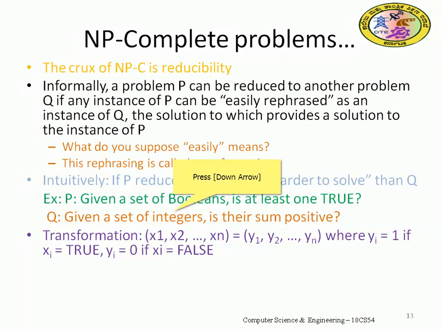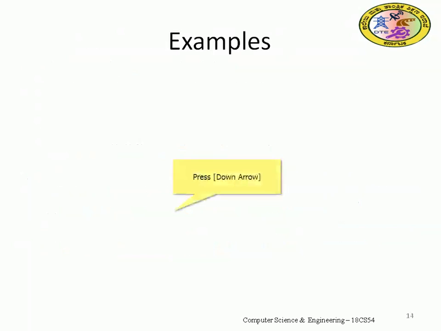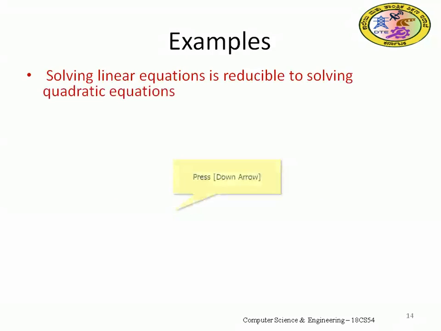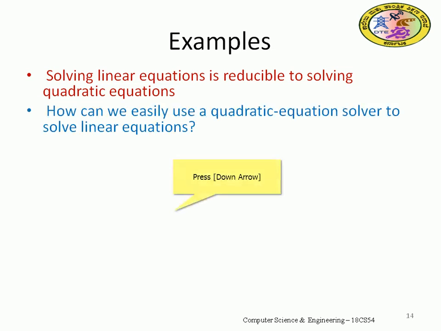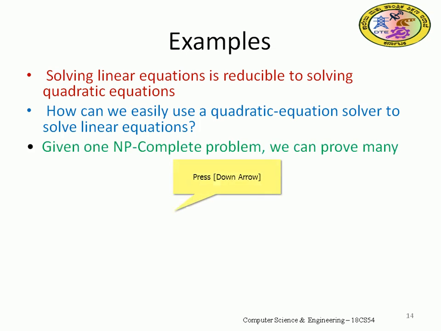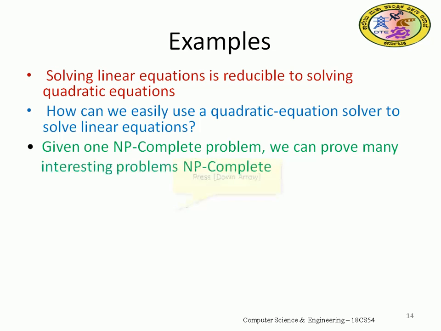So this transformation leads to the example that a linear equation is reducible to solving a quadratic equation. So how can we easily use a quadratic equation solver? How can you easily use the linear equations? So given one NP complete problem, we can prove many. We can prove all interesting problems NP complete.